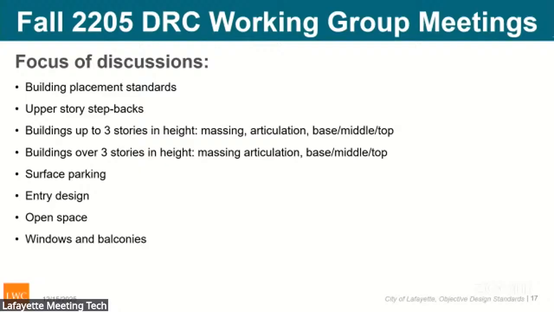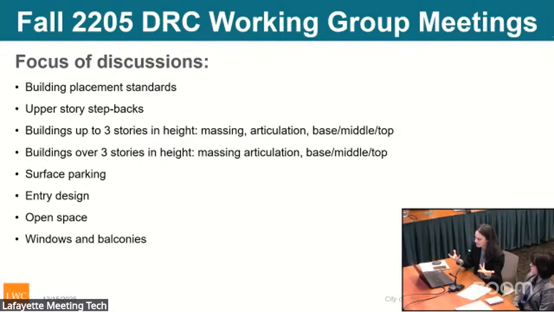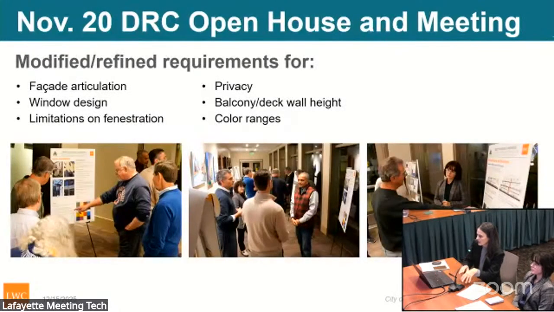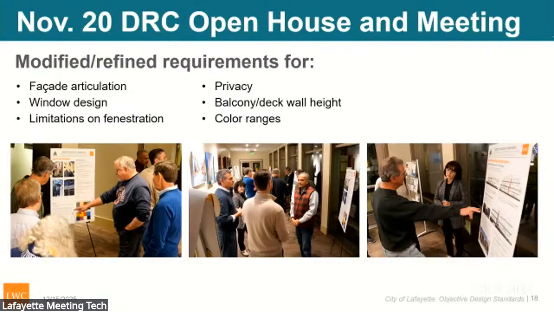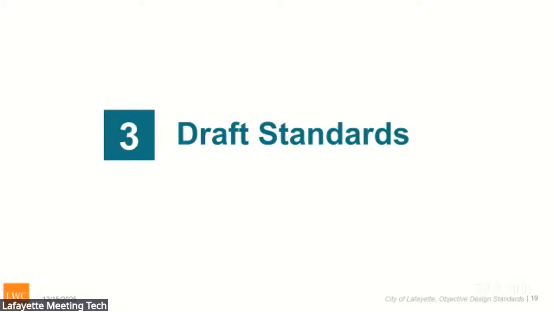And the 2 working group members, Glenn and Richard and Cal and I and the staff, were a very collaborative team in developing what's before you. And then on November 20th, we presented these to the community. We went back to the full DRC and we modified a little bit and refined a little bit. So that's the draft that's before you. Now I'll just go through the standards quickly.